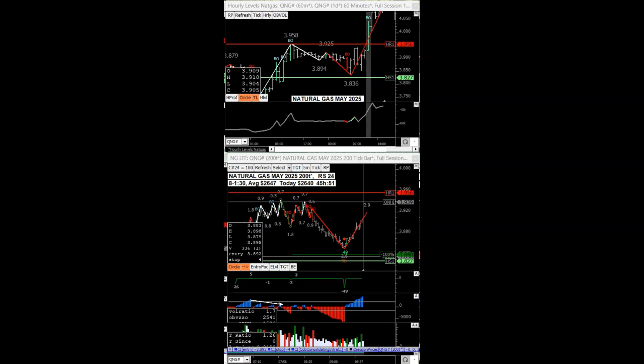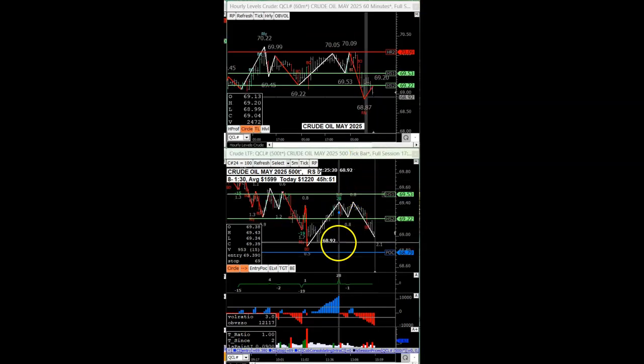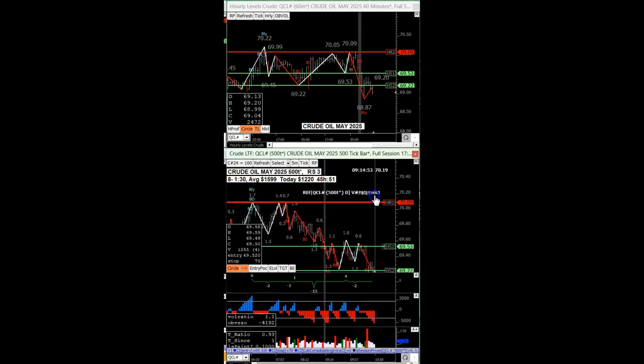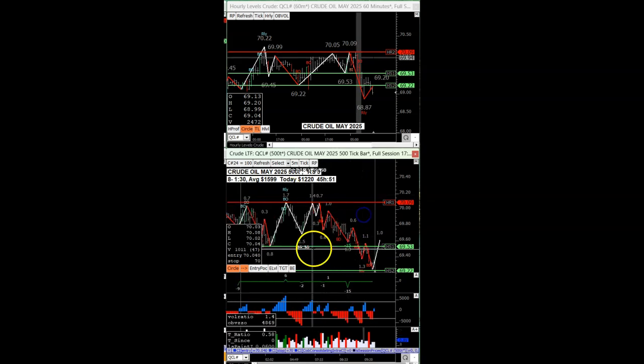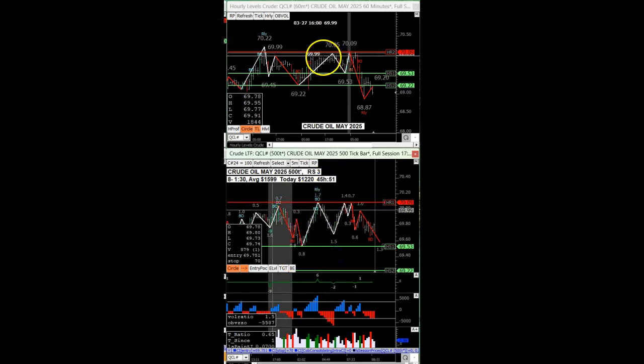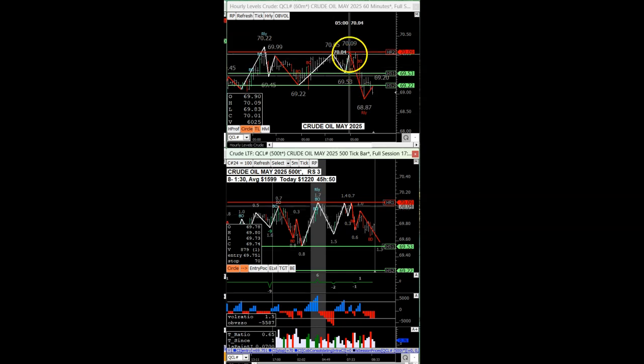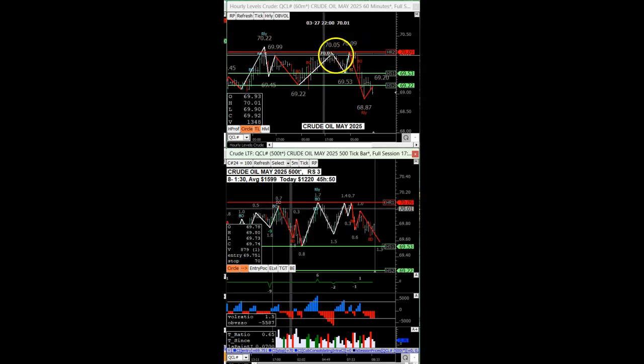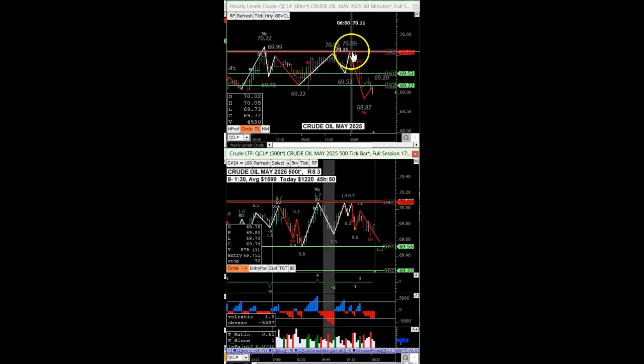I'll go over one more. So this is in crude. You had 69.99, 70.05. So it's very clear that they don't want to take it over 70. They don't want to really take price over 70. So it retested right here, 70. This level breaking 69.99 and 70.05 by going to 70.09.